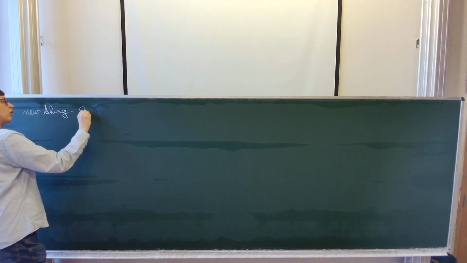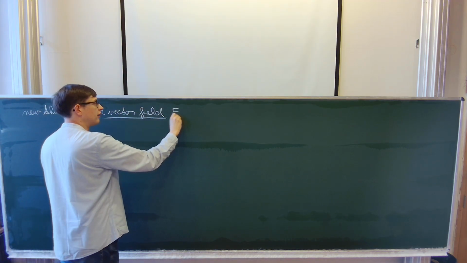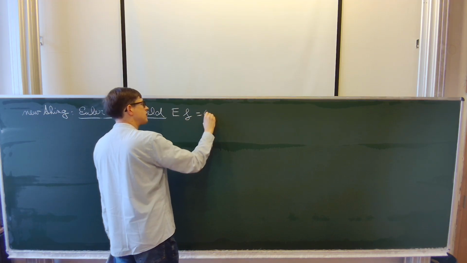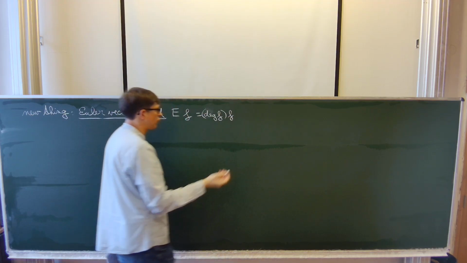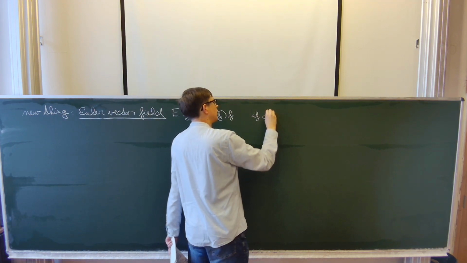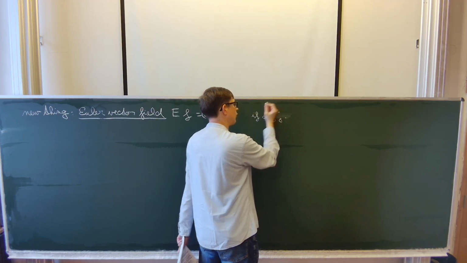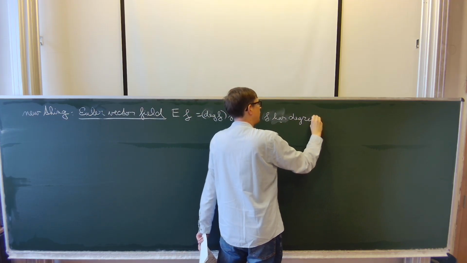So what is the new thing here in this n-graded world? So we have this Euler vector field. I will denote it E. And the way it acts on functions is that it returns the degree of that function, if f has degree deg f.